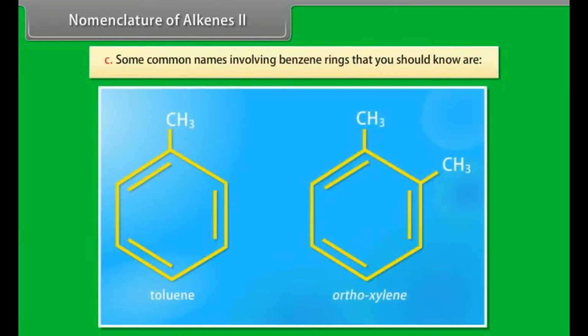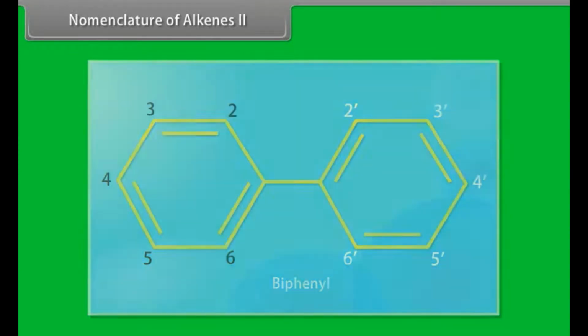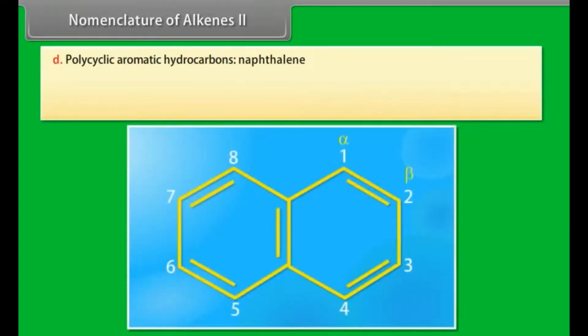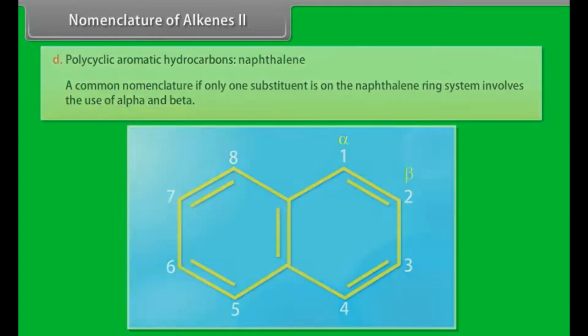Nomenclature of arenes, C. Some common names involving benzene rings that you should know are toluene and ortho-xylene. Biphenyl. Notice the numbering convention for this compound. D. Polycyclic aromatic hydrocarbons that you should know are naphthalene. A common nomenclature if only one substituent is on the naphthalene ring system involves the use of alpha and beta.